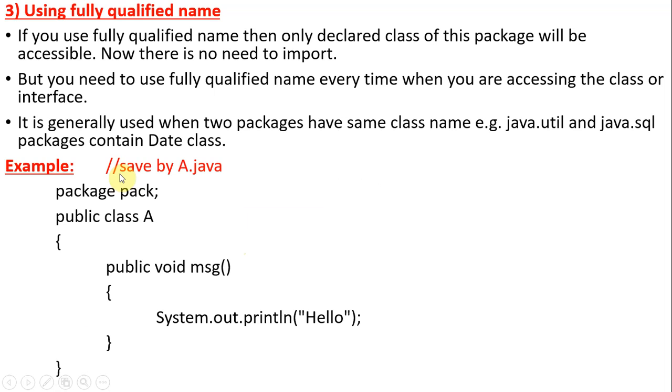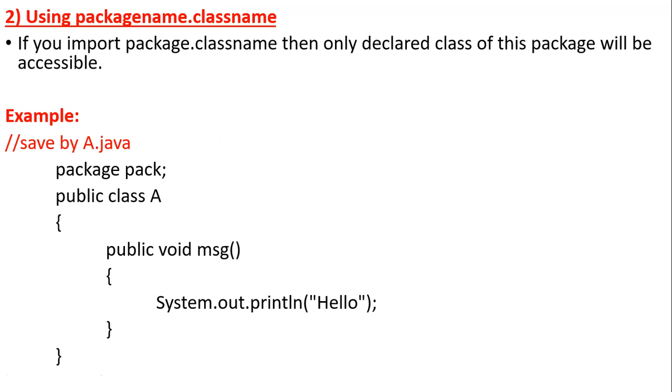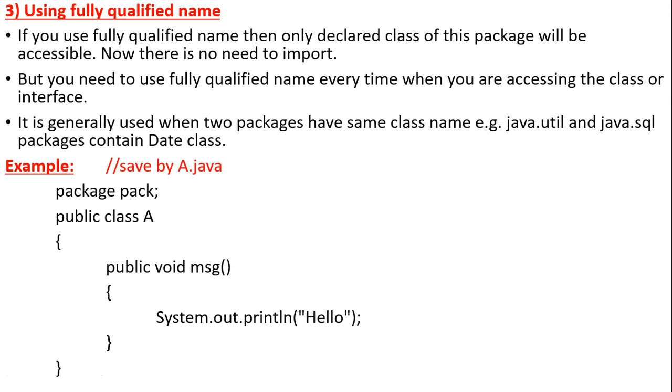So these are the three different ways. One is import dot star, the second one is import dot specific class name or interface name, and the third one is using the fully qualified name.